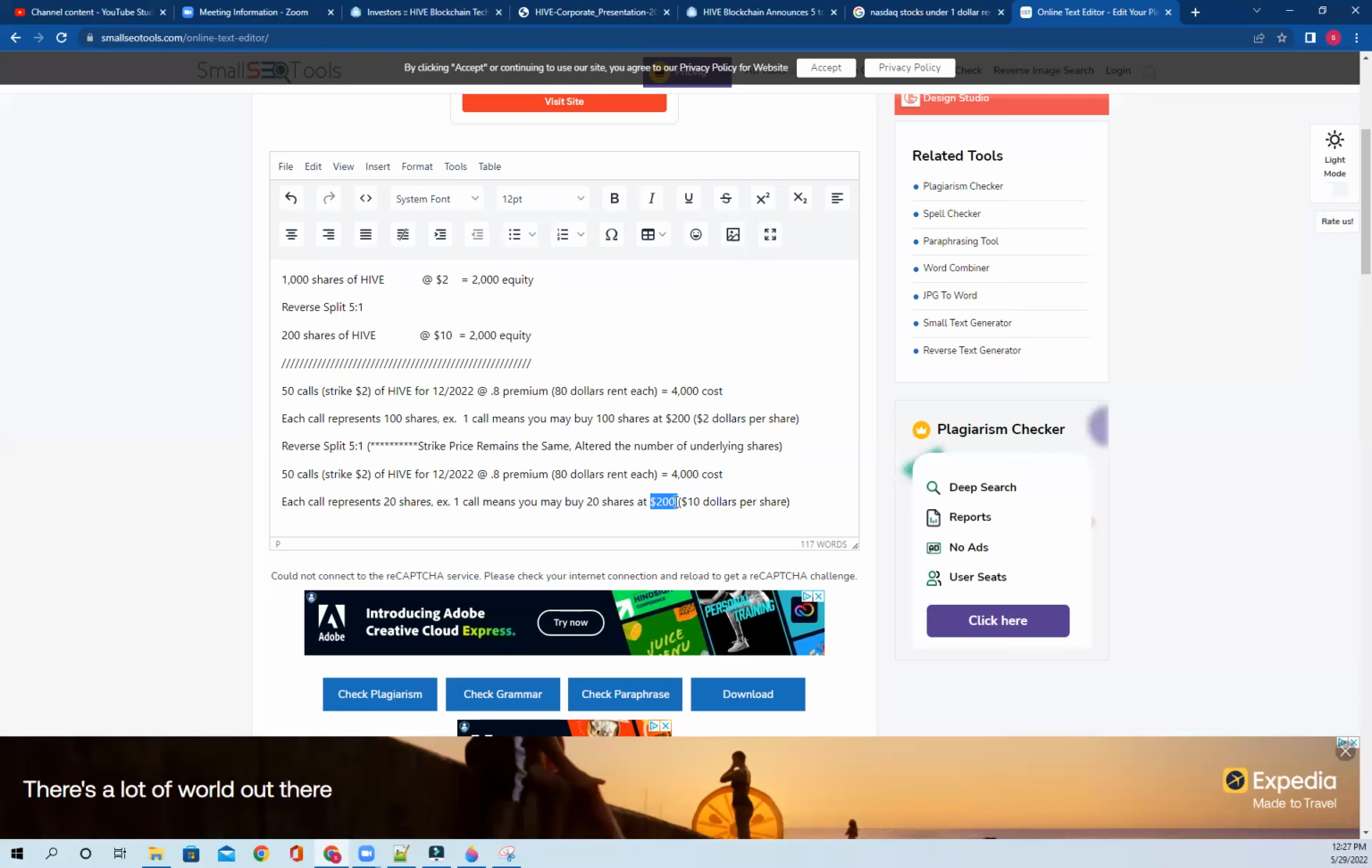So you see that you would still be exercising at $200. We just manipulated the number of shares that you would be able to purchase. And what that's saying is that essentially, if your position was to buy at $2 before, now it's at $10. That's how they change up the math a little bit to make it all equal. So say, for example, if you did have those $2 calls and you were thinking HIVE would get past $2 in December, now you're thinking that it's going to get past $10 in December. Really, that's just the simple math of it.